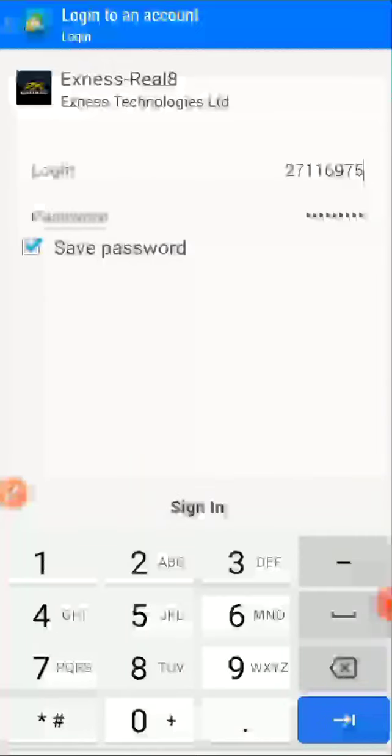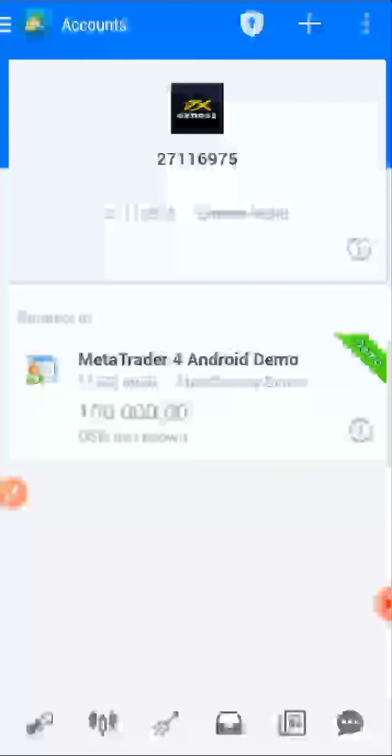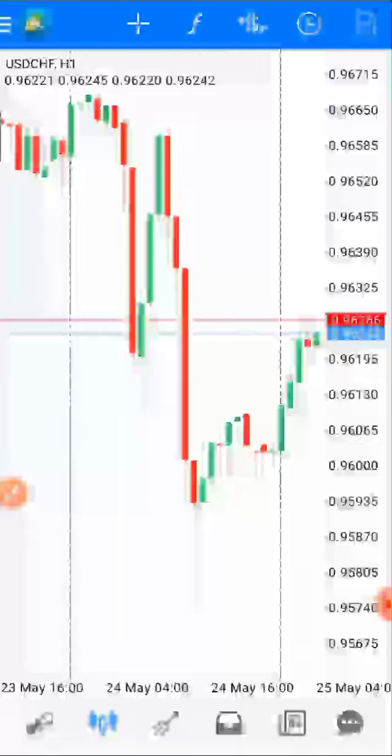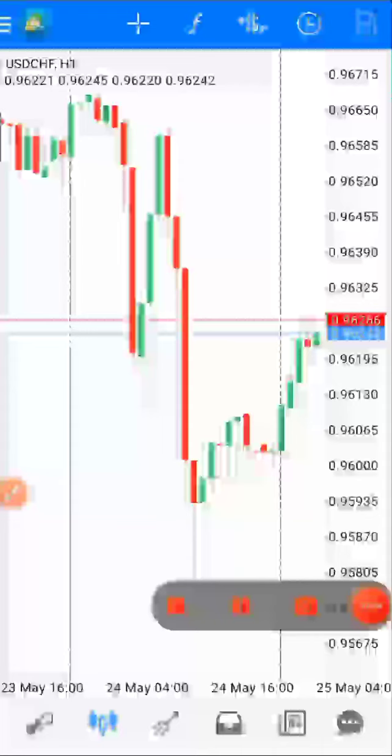So I put in my login here. As you can see, it's already showing here. So I sign in. Once I sign in, this is a small account. Let's see, you see, it's already here. So as you can see now, if I place any trade here, it becomes a live trade. So we're not going to place any trade here. Let's go back to our demo account.